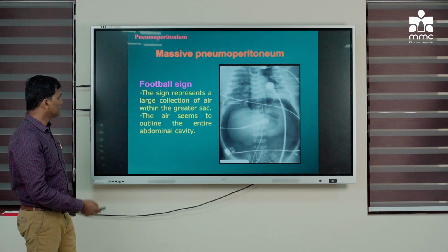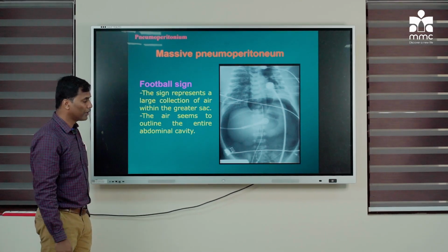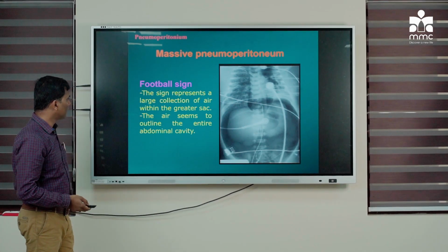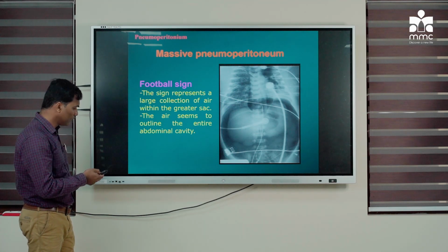The other sign is the football sign. This is a massive pneumoperitoneum. Most of the abdominal cavity is filled with air, so it appears like a football.